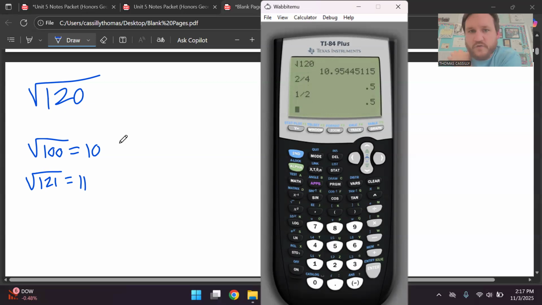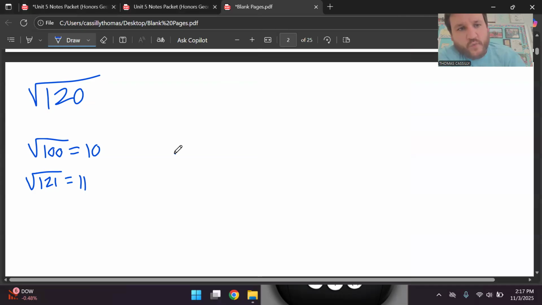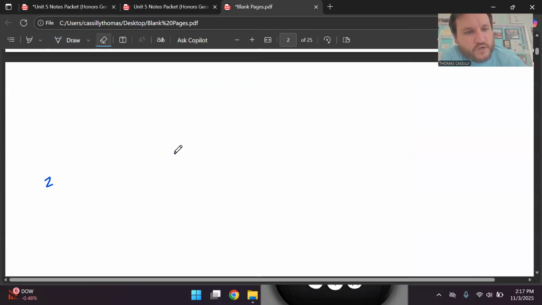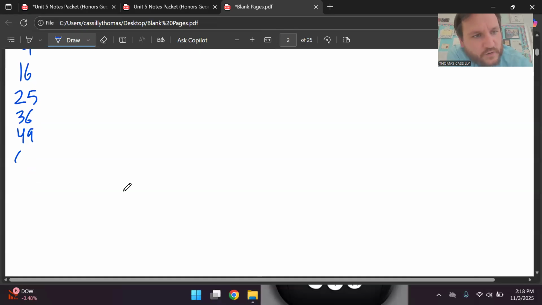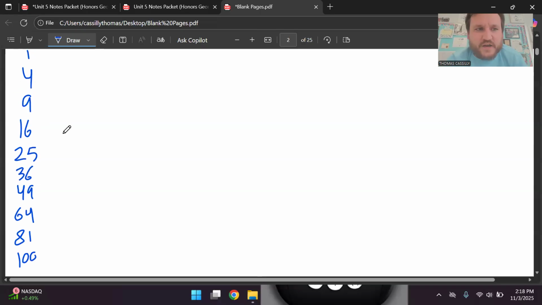Another name for a square root is a radical, so I'm probably going to use that word instead. To look at these values, one thing that you need to know are your perfect square numbers. These are things that you really need to commit to memory. So you have 1, 4, 9, 16, 25, 36, 49, and so on. What's after that? 49 is 7 squared, then 8, 64, 81, 100. There you go. There's the first 10 perfect squares.